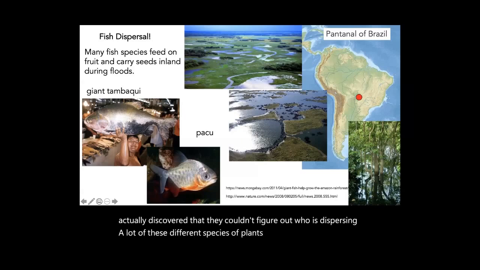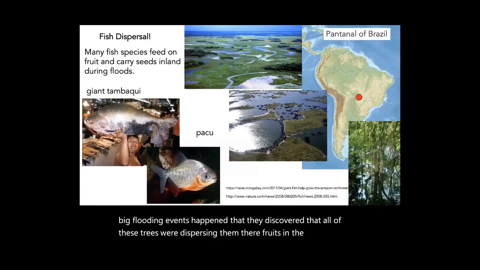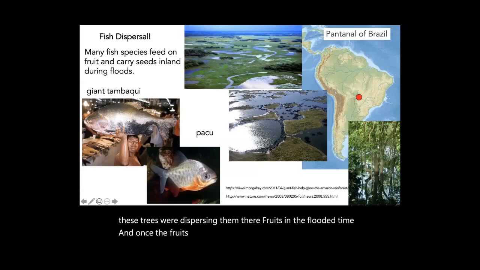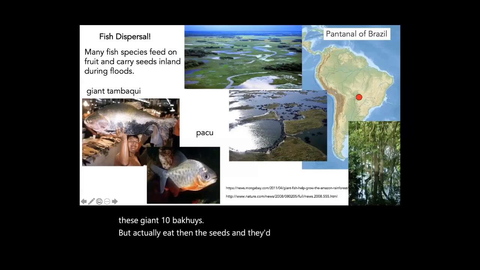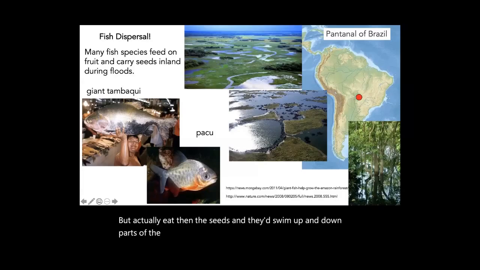And it was only these crazy botanists that actually decided to stay there when all the big flooding events happened, that they discovered that all of these trees were dispersing their fruits in the flooded time. And once the fruits land in the water, these huge fish, these giant tambaquis, would eat the seeds, and they'd swim up and down parts of the Amazon, the tributaries, and they would then deposit the seeds out. And it turns out that a lot of the species within the Pantanal and other flooded areas actually rely on fish for dispersal.